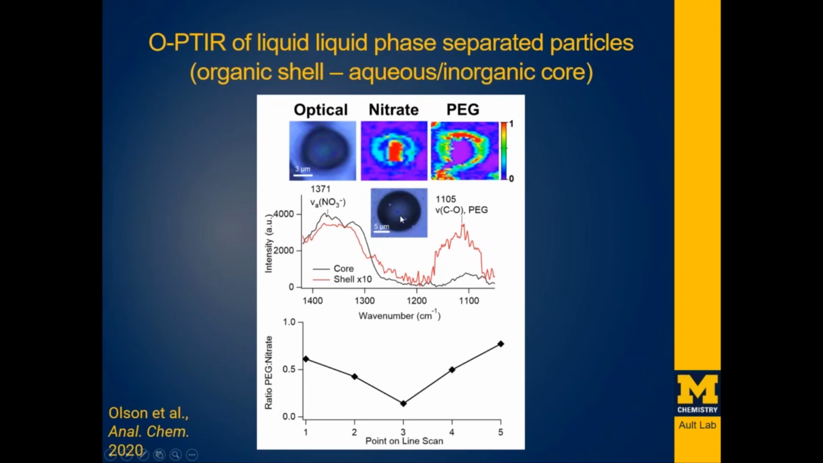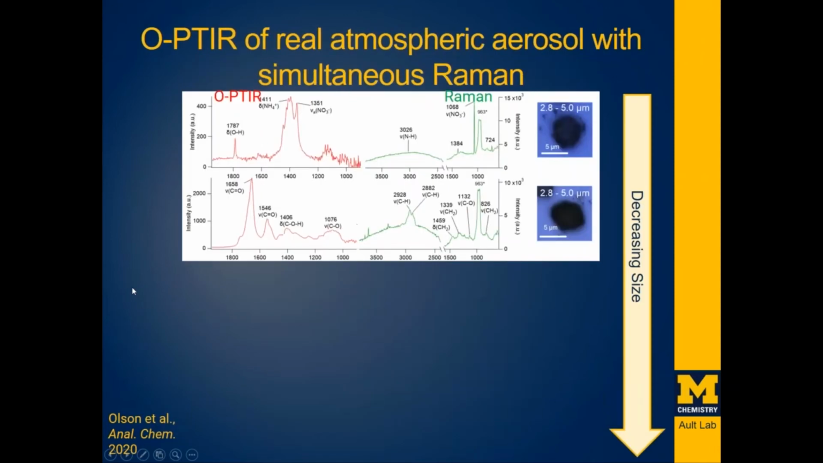And you can see here spectra from both the middle and the shell. We multiply the shell times 10 because it's a little thinner on the edge of the shell. So this ended up working really well for model systems, but what happens when we go to the real atmosphere?